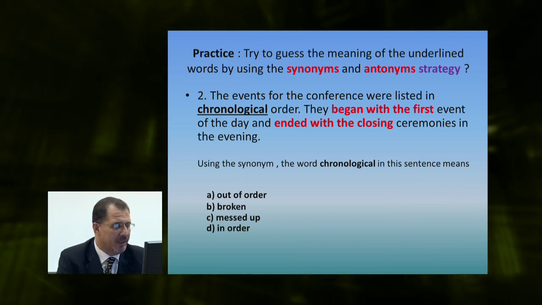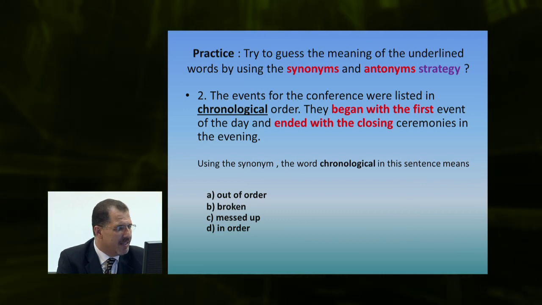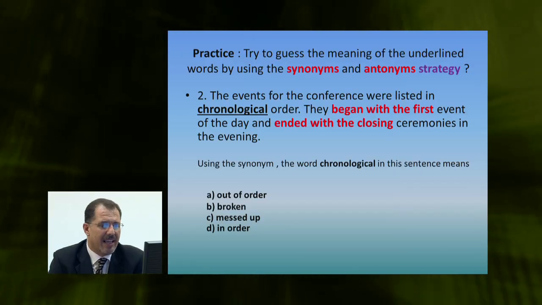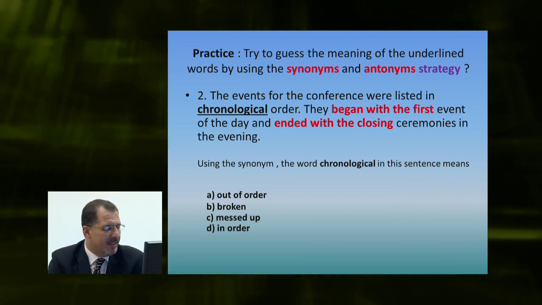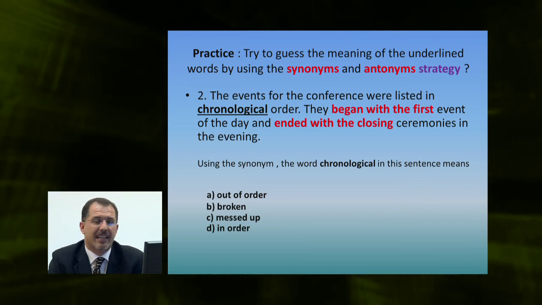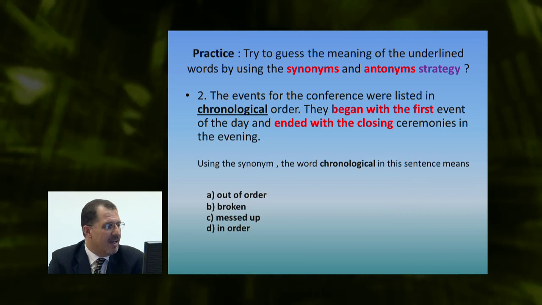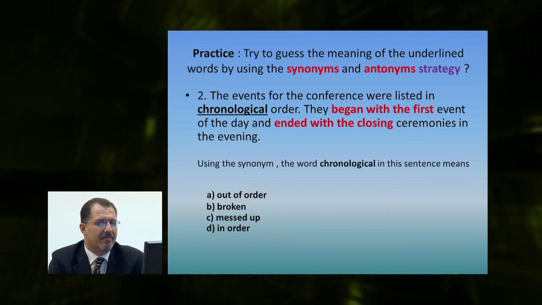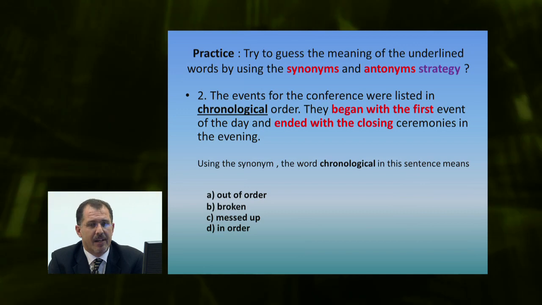Okay, what about question number 2? Let's read it. The events for the conference were listed in chronological order. They began with the first event of the day and ended with the closing ceremonies in the evening. Now, using the synonym here, the word chronological in this sentence means out of order, broken, messed up, or in order. What do you think? Taking into consideration that we have "began with the first of the day and ended with the closing," of course, it means in order. Chronological means in order.